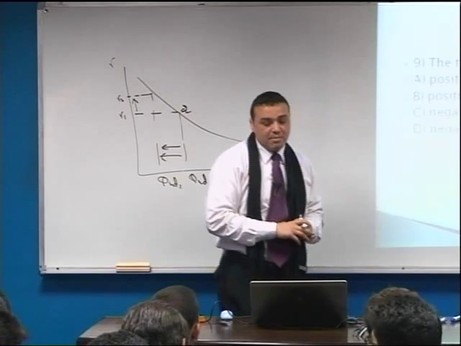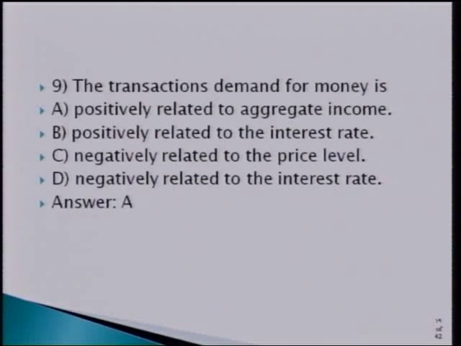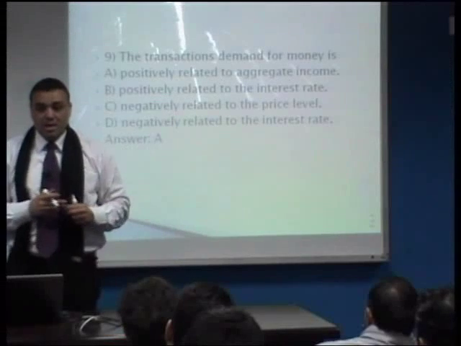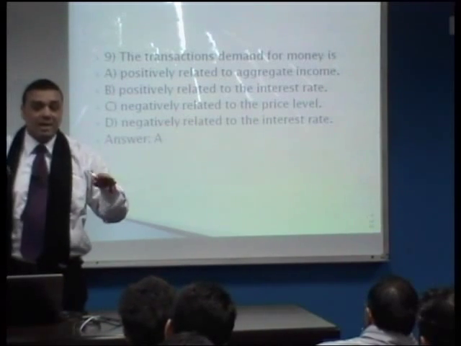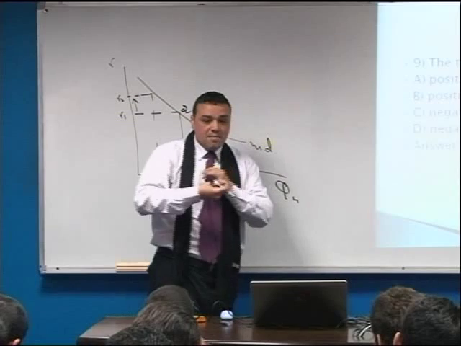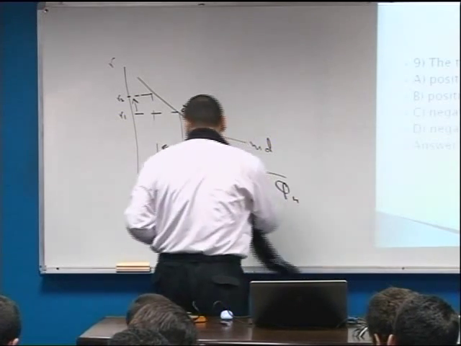The transaction demand for money is positive or negative, or what else, to the prices or income? As we mentioned, the transaction demand for money is related to income, the prices and the amount of transactions. Let's see what the relationships are.